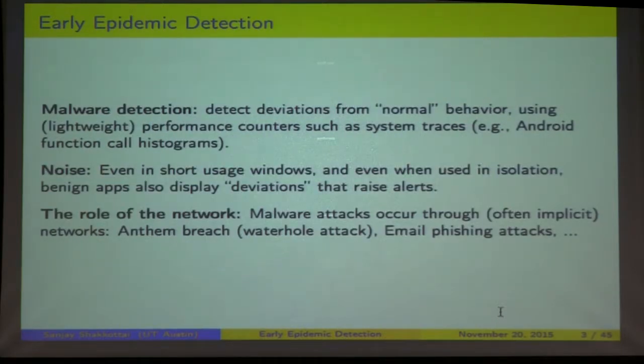So let's look at it, for example, in the context of smartphone malware. Okay? What you want to do is to potentially detect deviations from normal behavior. It's not clear what normal behavior means, but we'll get to that. You want to somehow detect deviations using some very lightweight methods, and then use some sort of network structure to say that this deviation, when viewed over this network, is actually meaningful.